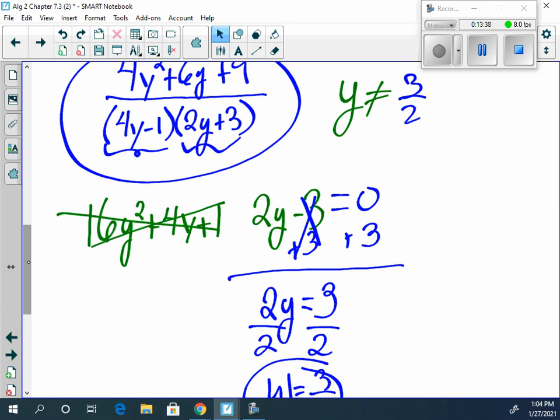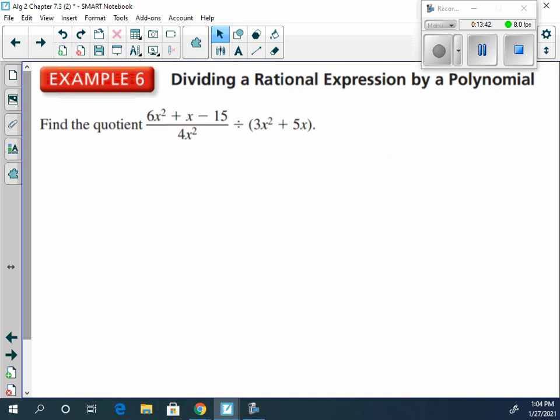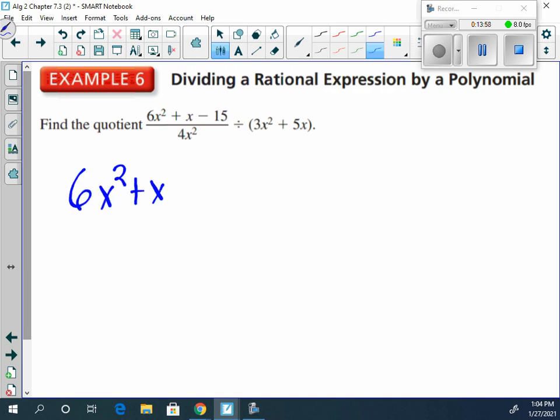Any questions on this here? Okay. Let's look at this one here. We want to find the quotient of these two here. Now, the overall process of what we're doing and how we solve this really doesn't change. Because we're still going to rewrite this as multiplication. We're going to change it from division to multiplication.